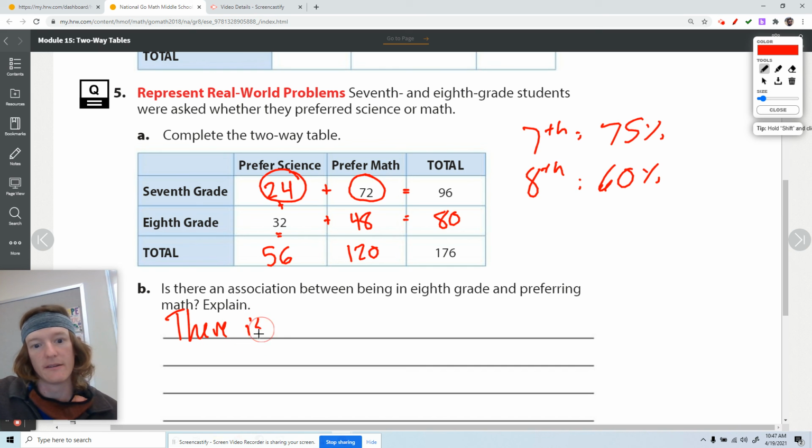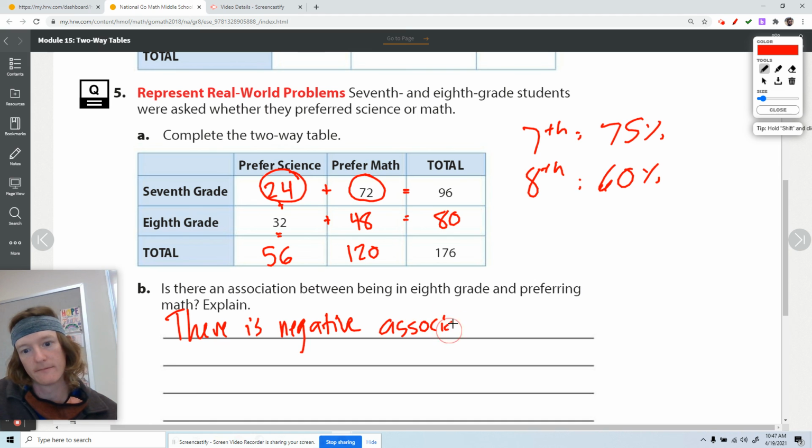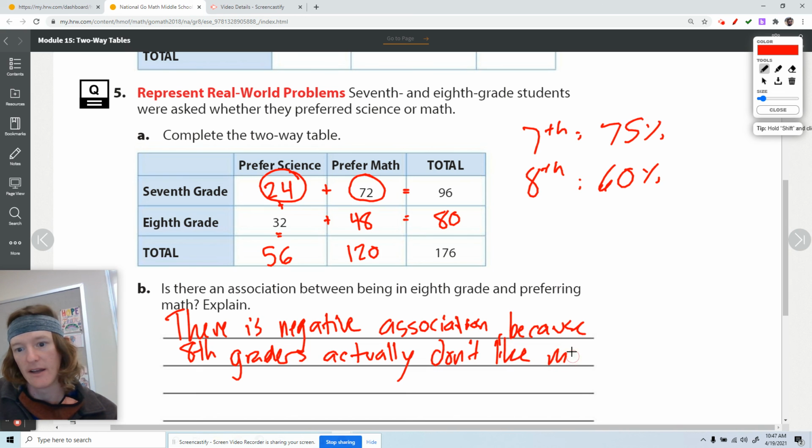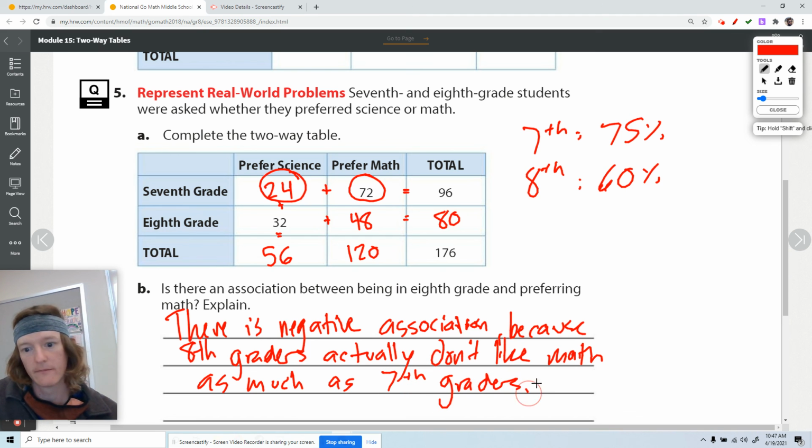There is a negative association because 8th graders actually don't like math as much as 7th graders. It actually went down from 7th to 8th grade, from 75 to 60%.